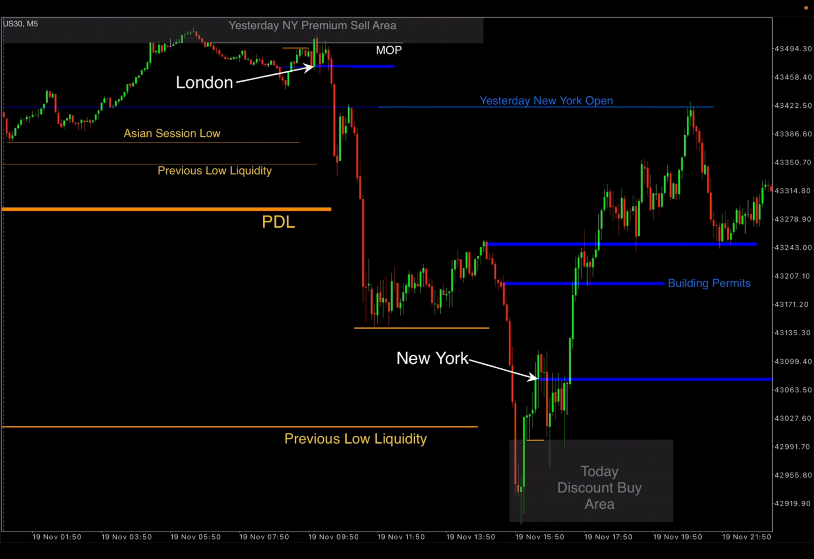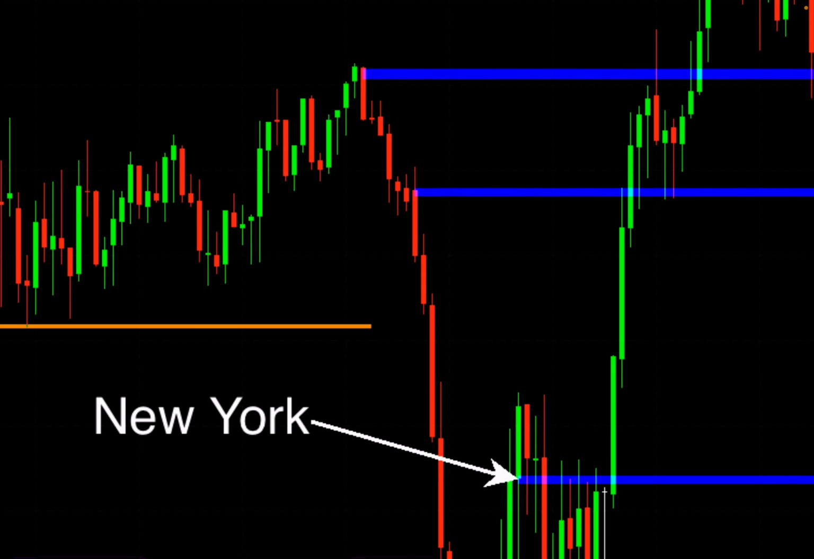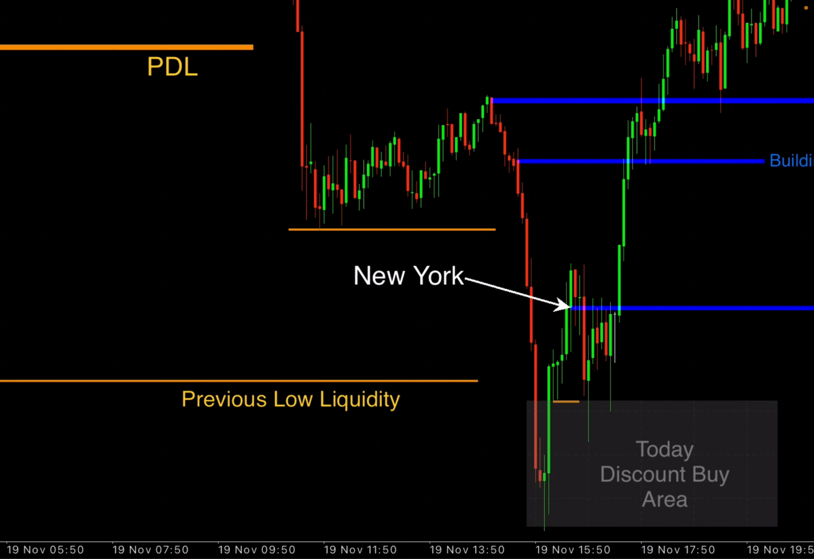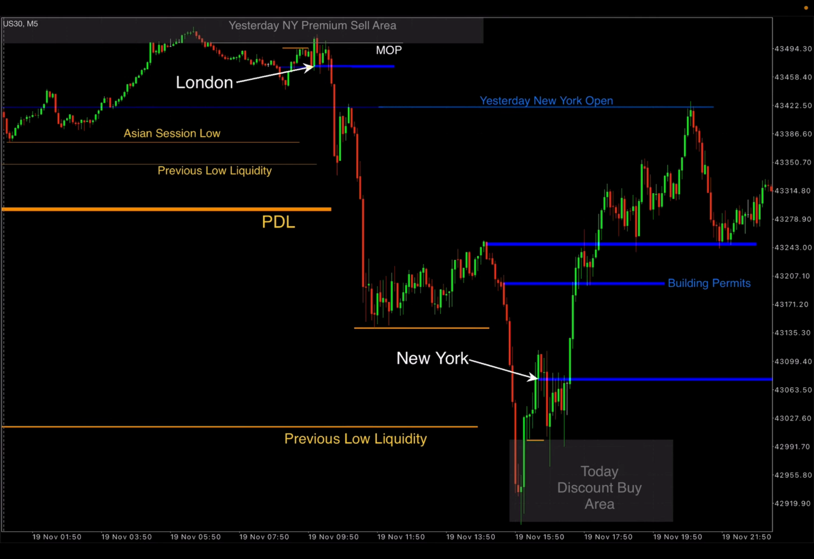Then going into the New York session, you have the pre-New York here, followed by building permits, which is the high volume time. That is an impulse move down to take liquidity, which sets you up for a nice clear buy setup with the New York Open. And you can see how that takes place there. Retest that discount buy area and then collects liquidity, then starts the bullish move.